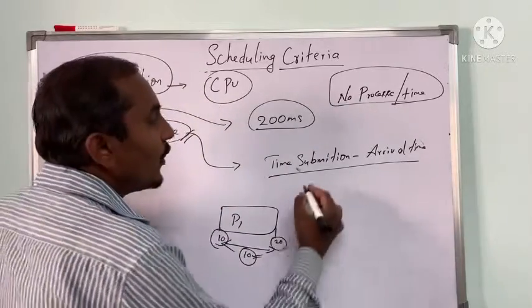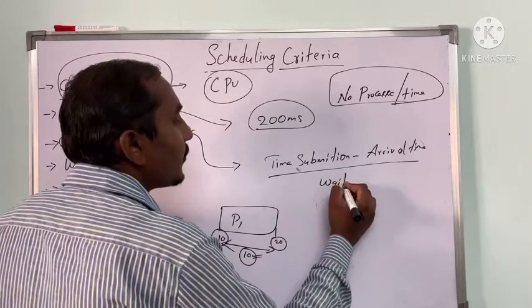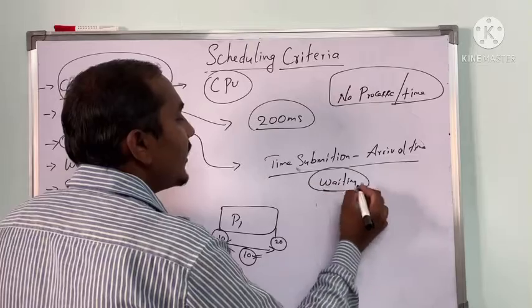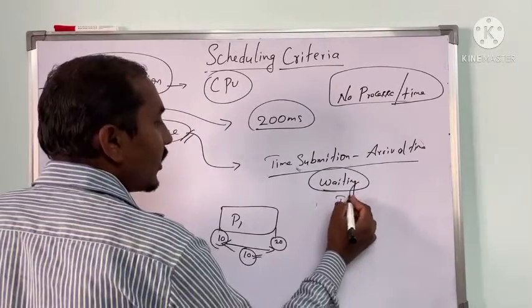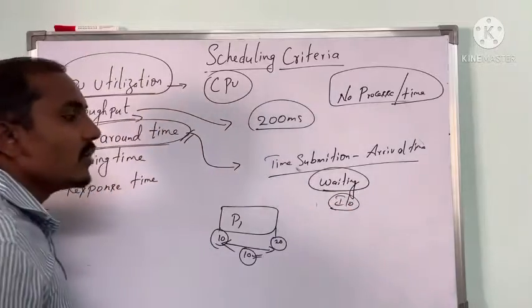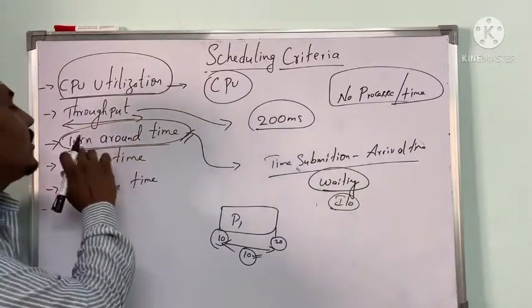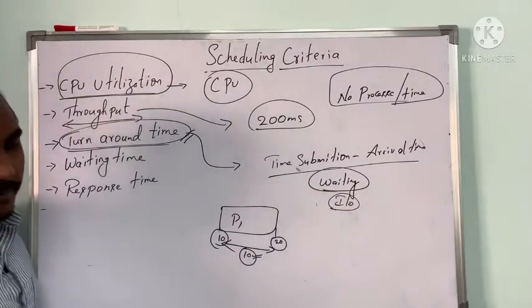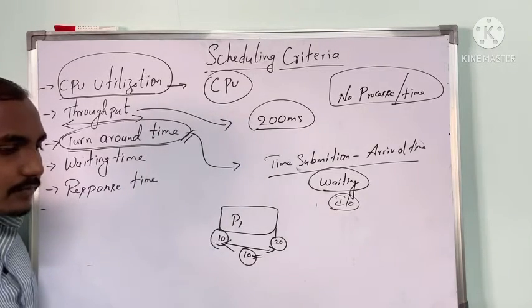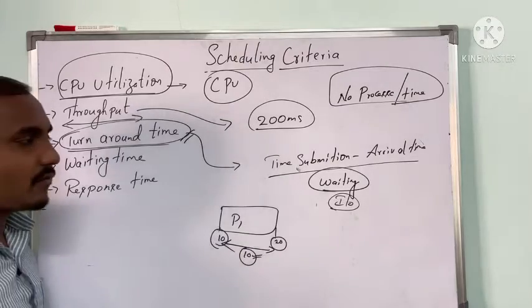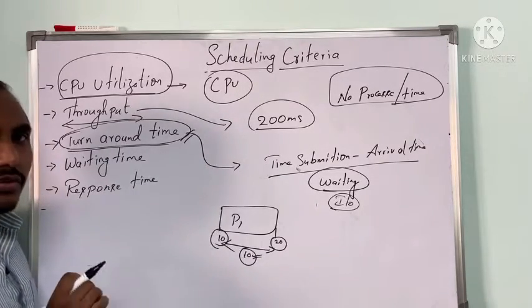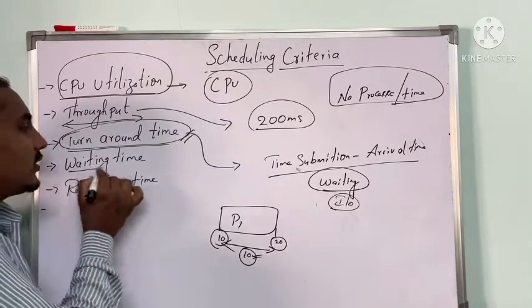It will also include waiting time. If the process is waiting for any input, output or any other function, that will also be included in turnaround time. So turnaround time is just how much time it has taken for completing its execution. Next is waiting time.